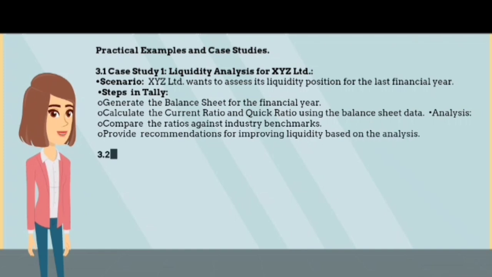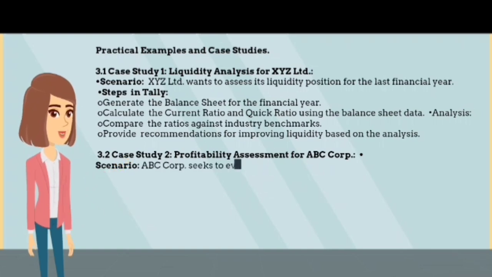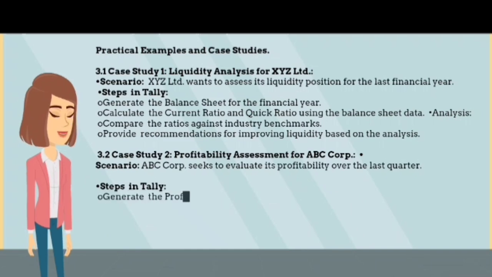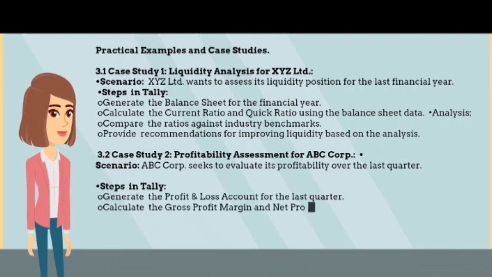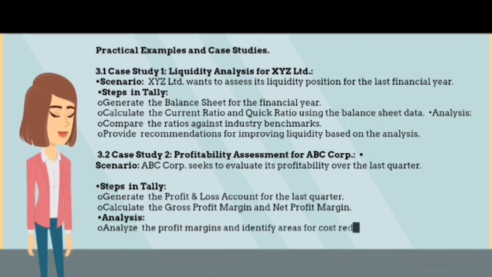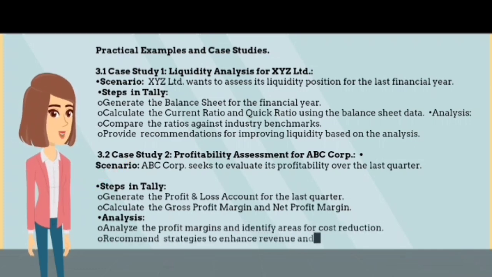3.2 Case Study 2, Profitability Assessment for ABC Corporation. Scenario: ABC Corporation seeks to evaluate its profitability over the last quarter. Steps in Tally. Generate the profit and loss account for the last quarter. Calculate the gross profit margin and net profit margin. Analysis. Analyze the profit margins and identify areas for cost reduction. Recommend strategies to enhance revenue and profitability.